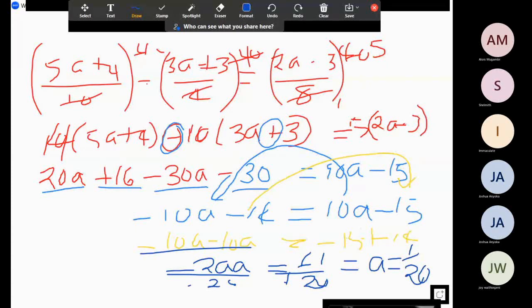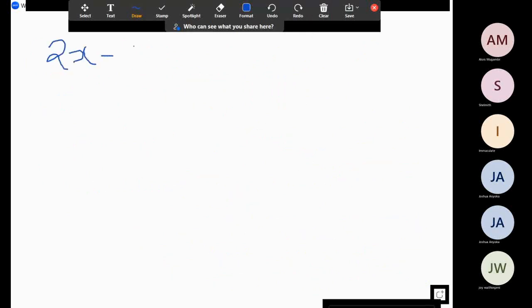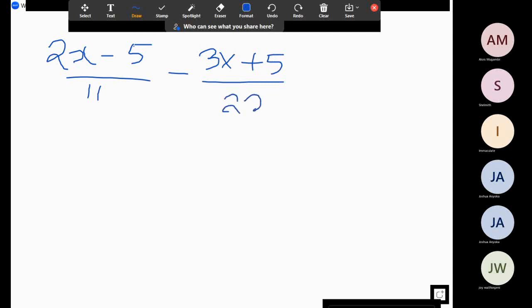Following the same procedure, I want you to attempt a question which is 2x minus 5 over 11 minus 3x plus 5 over 22. This equals to 4x minus 10 over 1.